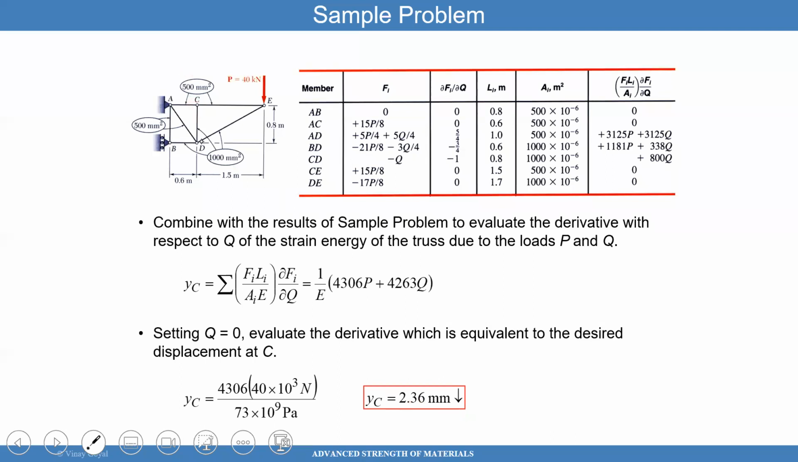So step by step: step number 1, apply a fake load at the location where no load is applied. Step number 2, find the forces in each of the sections that you have.